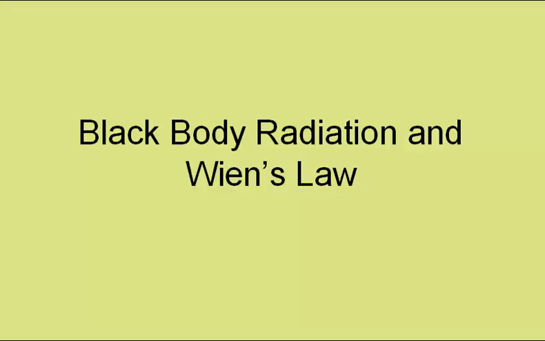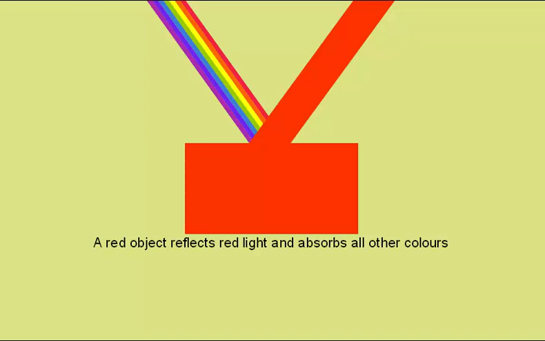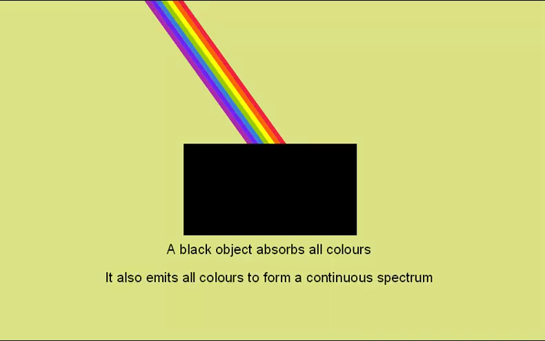Blackbody radiation and Wien's law. You'll be aware that a red object appears red because it reflects red light and absorbs all other colours of the spectrum. Equally, a black object absorbs all colours. It will also, when heated, emit all colours to form a continuous spectrum. This is what is known as blackbody radiation.